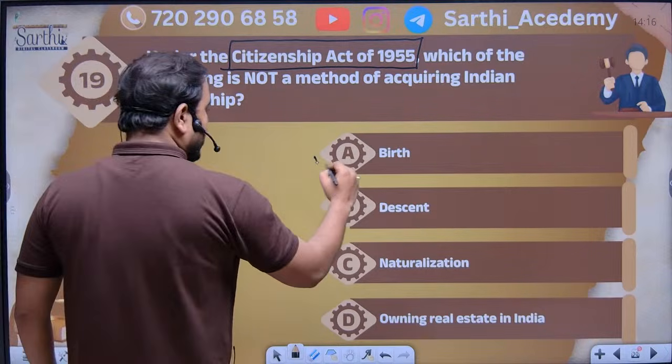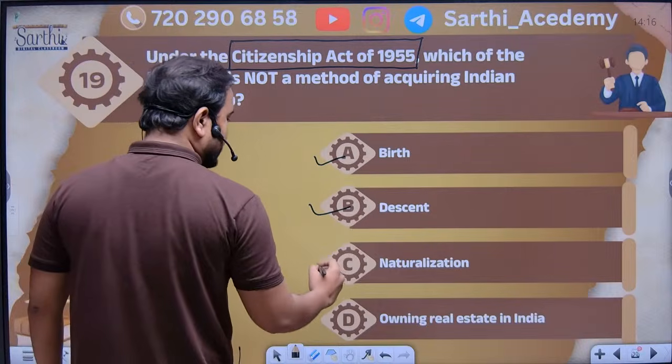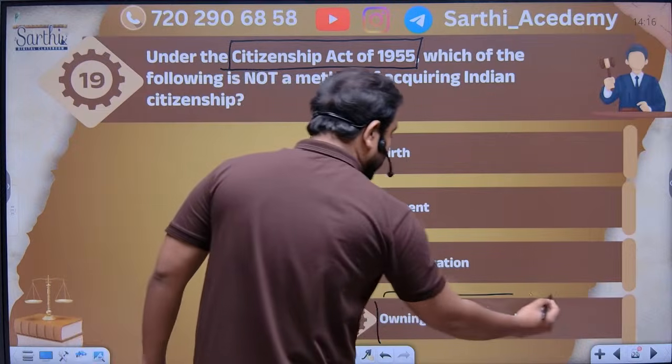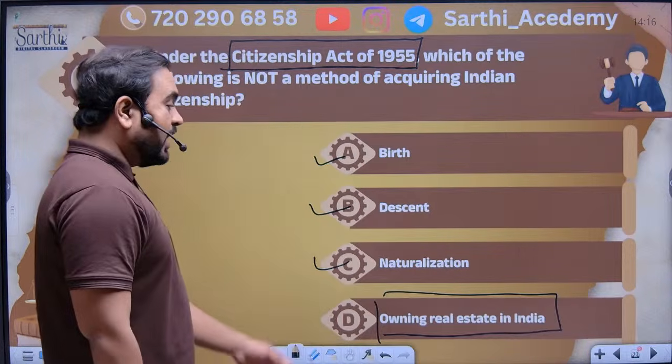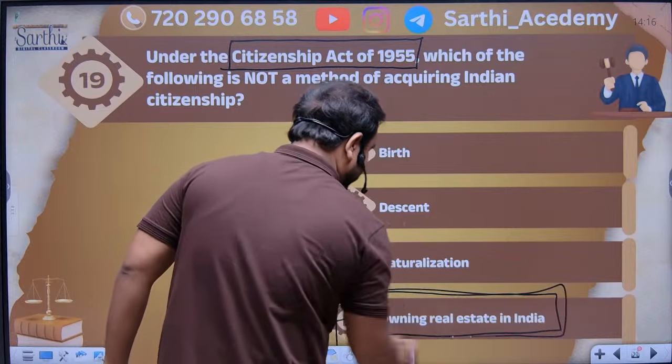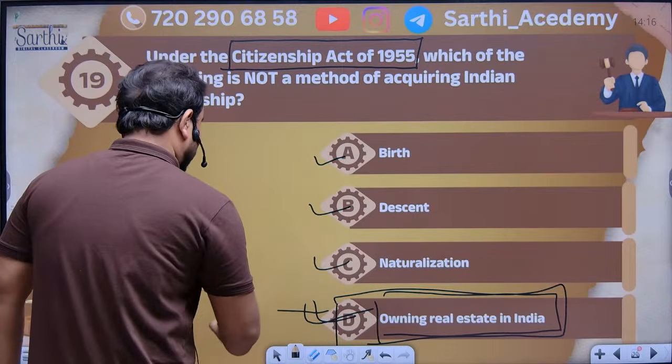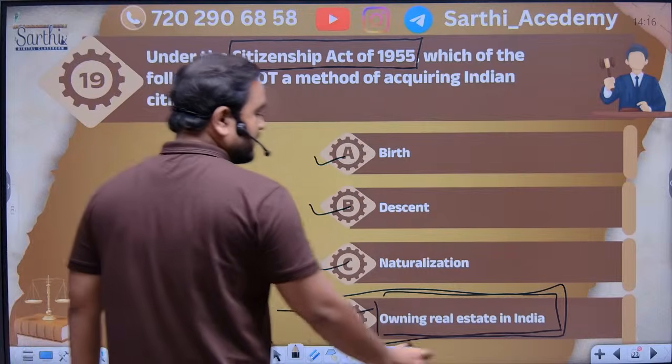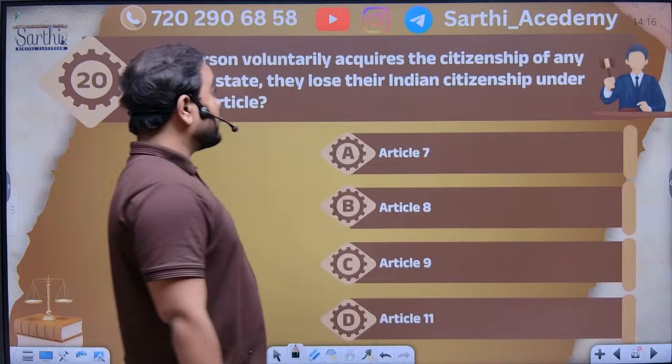So yes, by birth, descent, or naturalization you can have your citizenship, but by owning real estate you cannot have citizenship, and it is not so. That is why this is the answer. I'll write here, this is the answer, and I think this is a very simple question.